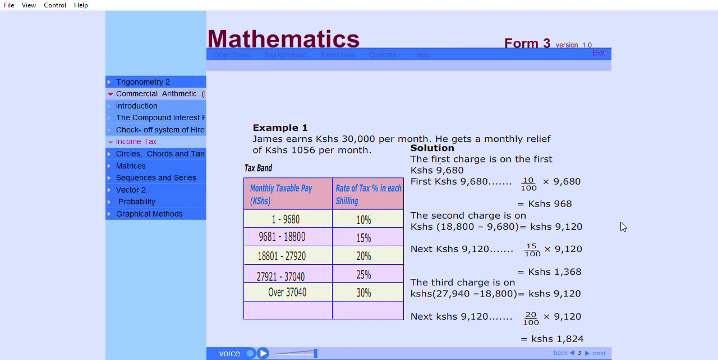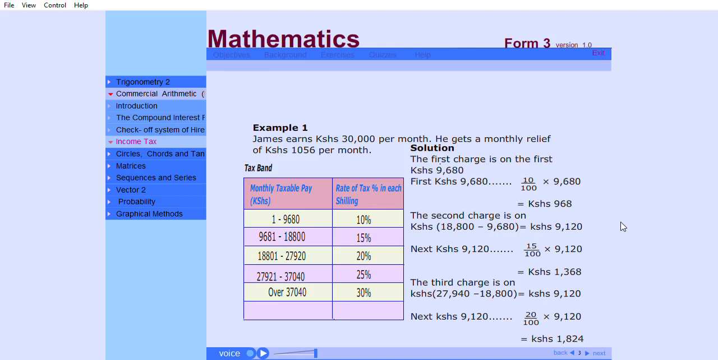Example 1. James earns 30,000 Kenya shillings per month. He gets a monthly relief of 1,056 Kenya shillings per month. Calculate his monthly pay as you earn. Solution. We will use the above tax band. The first charge is on the first 9,680 Kenya shillings. First, 9,680 Kenya shillings calculated as 10 over 100 multiplied by 9,680, which is equal to 968.